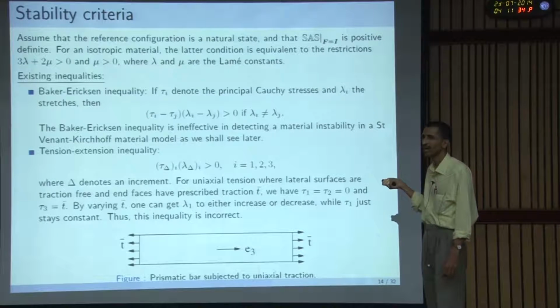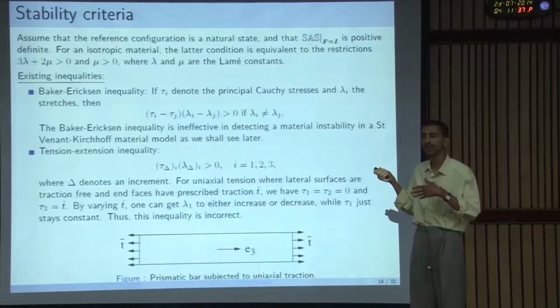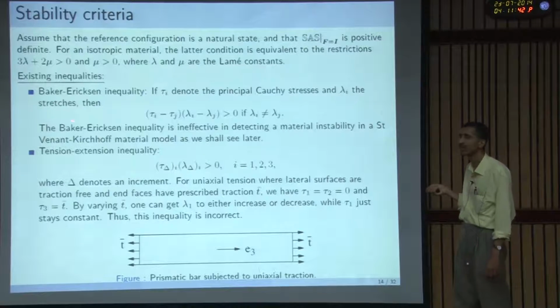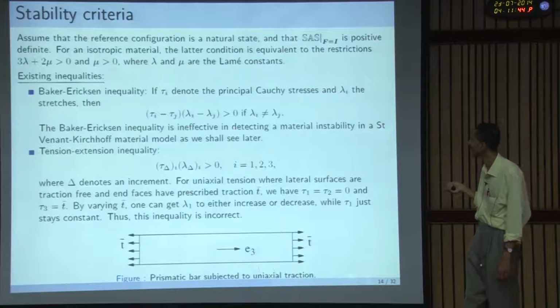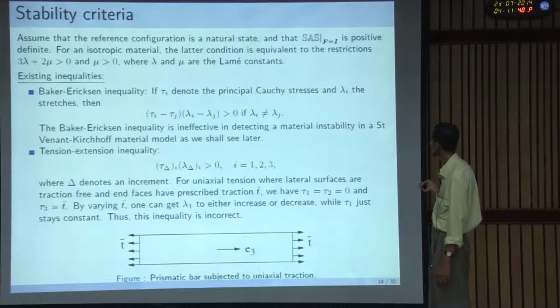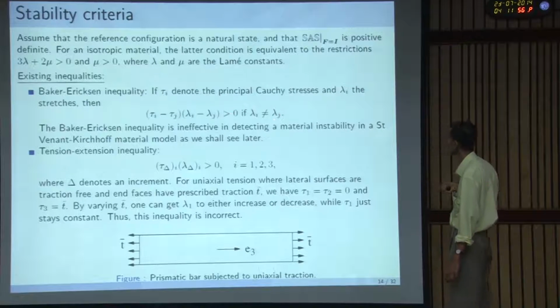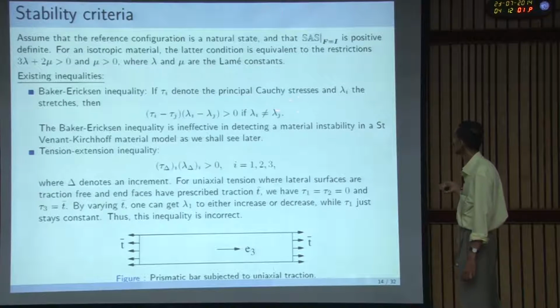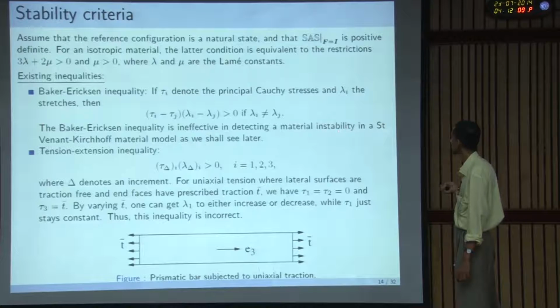So now, I cannot run through all the inequalities because there are many of them, but I will give some typical examples of existing inequalities. So these are some of the well-known inequalities in the literature. One is this Baker-Ericksen inequality. So if tau i denote the principal Cauchy stresses and lambda i are the stretches, then tau i minus tau j times lambda i minus lambda j is greater than 0 if the principal stretches are not the same. Okay? And this is for i equal to 1, 2, and 3. So we will see that this is ineffective in detecting a material instability.